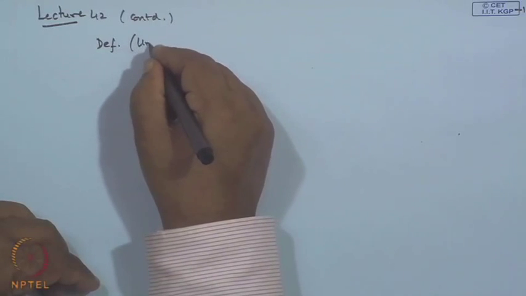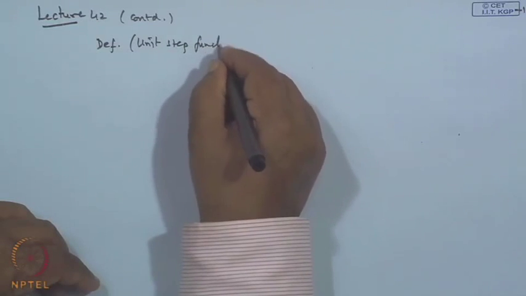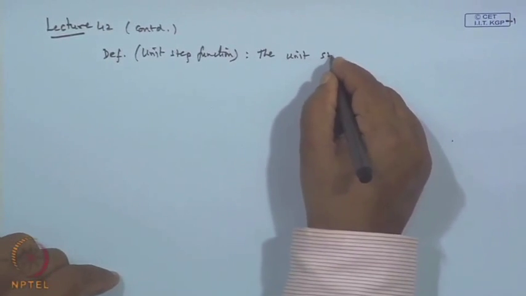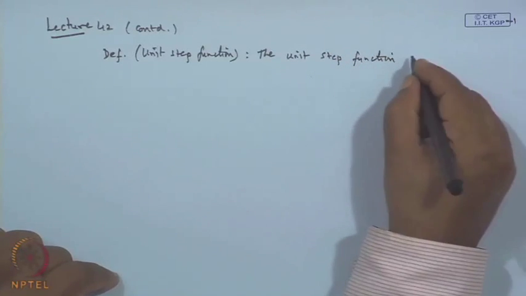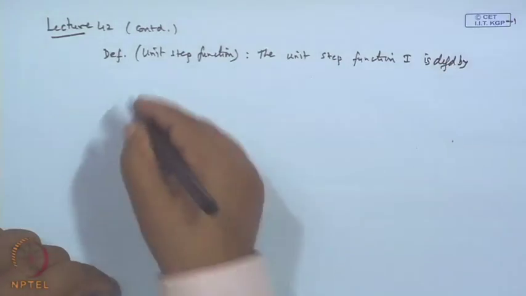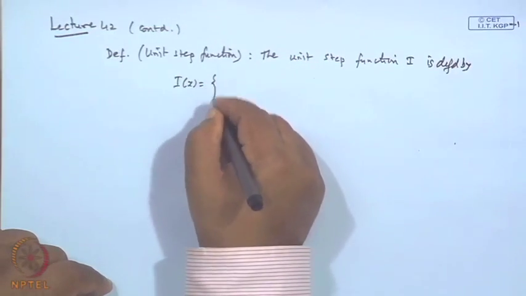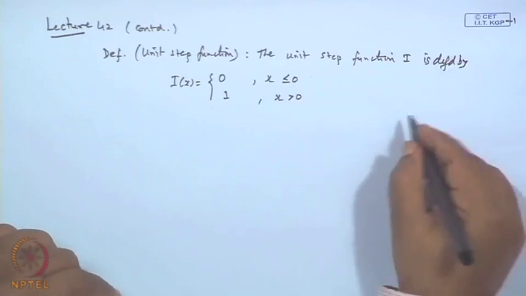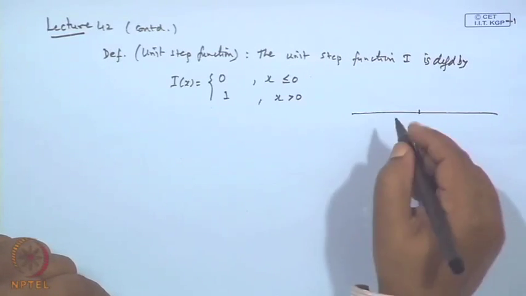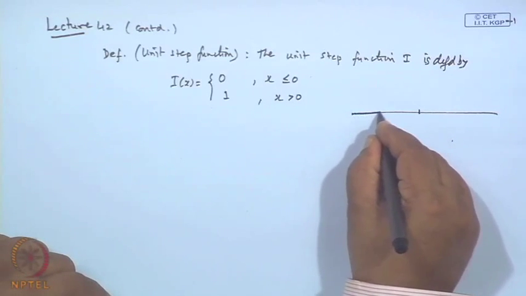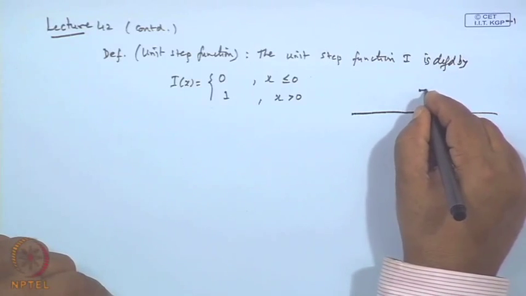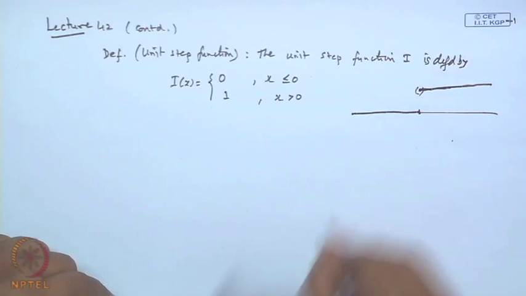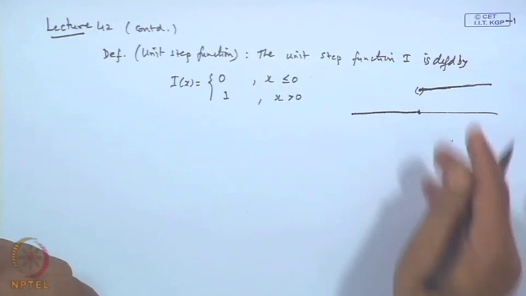We define the unit step function. The unit step function I is defined by I(x) is 0 when x is less than or equal to 0 and 1 when x is greater than 0. So, basically this is the entire real line. When the real number x is less than or equal to 0, the corresponding value of I(x) will be 0, and when it is greater than 0, the corresponding value of I(x) will be 1. This point is not included here, it is included here. Okay. So, this is our step function, which we call the unit step function.